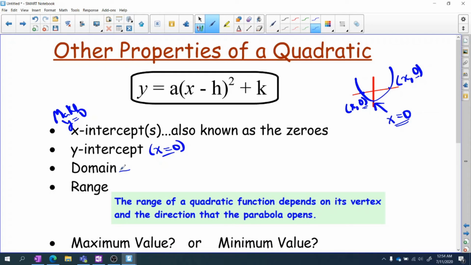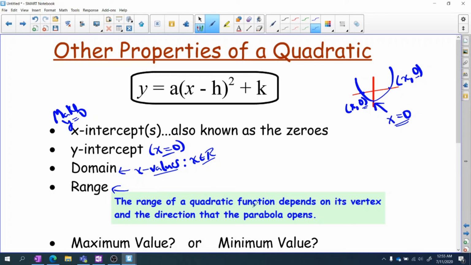The domain is asking you what x values can your parabola take on. Now, nice thing is, it's almost always x can be anything, because on a parabola, here's your x scale. Well, it doesn't matter what number I pick, it's going to be somewhere on the parabola. If I pick one way out here, it's eventually going to hit it up there. So every single x value is usually on these parabolas that open up or down. The range will depend upon the vertex and which way it opens up or down.